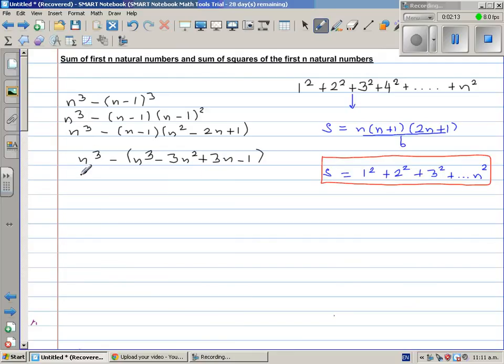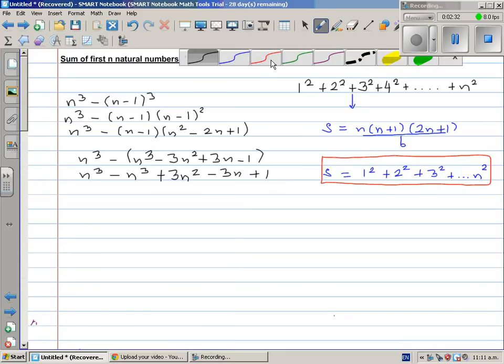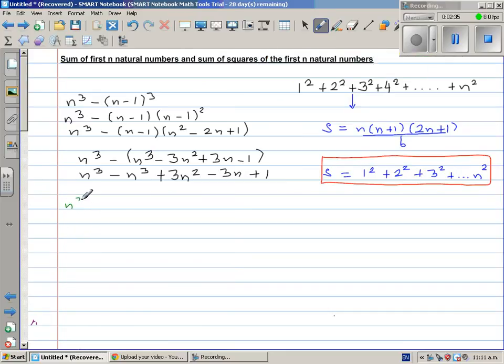Okay, so if you expand this further, this is n cubed minus n cubed, because the minus is sitting outside, you'll have plus 3n squared minus 3n plus 1. So we can say n cubed minus (n minus 1) the whole cube is equal to 3n squared, because this and this get cancelled, minus 3n plus 1. We're going to use the same strategy. Okay, so this is the formula and this is what we're going to use.